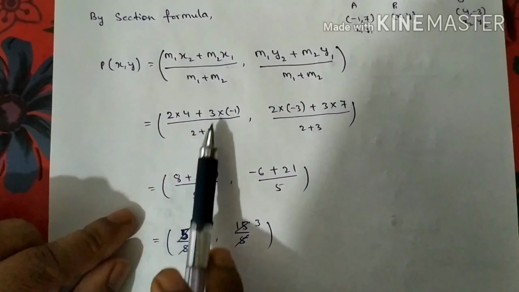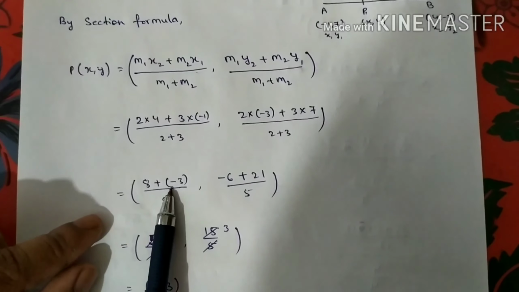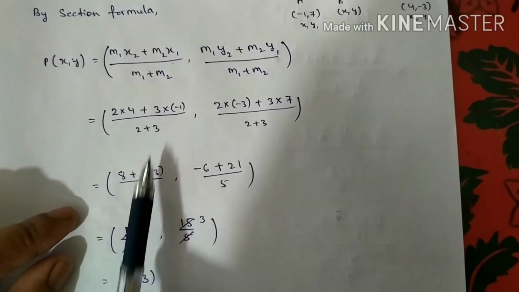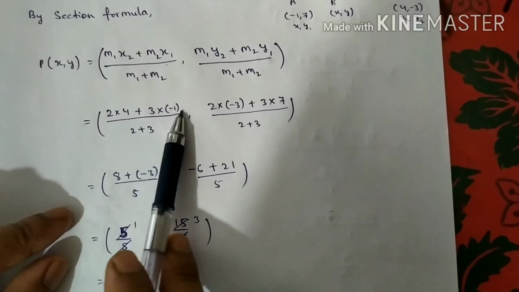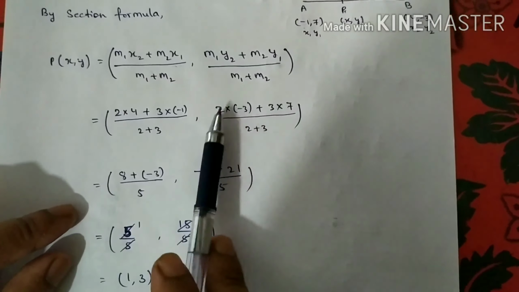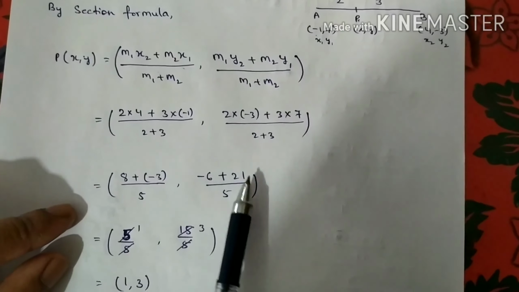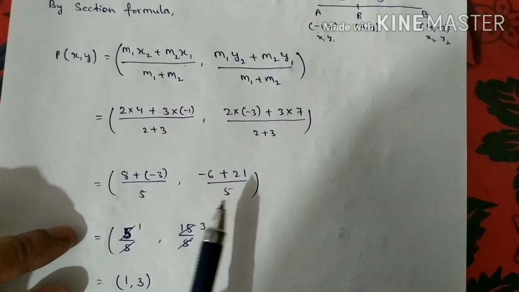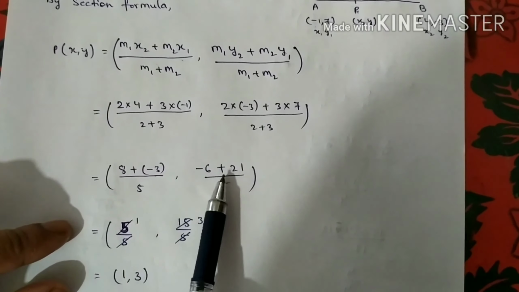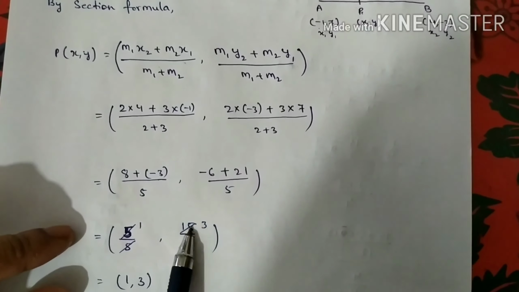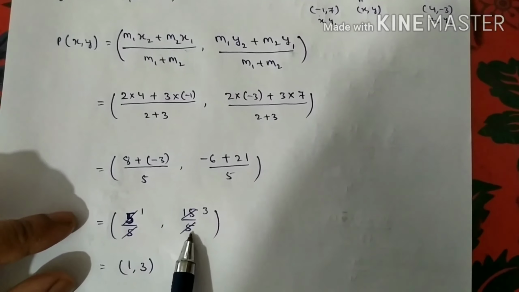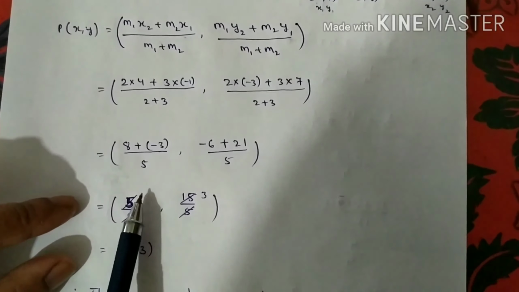Now we will solve it out. 4 2s are 8, plus minus 3 1s are 3, so it will be minus 3, comma 4 2s are 8 plus 3 1s are 3, plus minus 3 divided by 3 plus 2 is 5, comma 3 2s are 6, plus minus, so minus 6 plus 7 3s are 21 by 3 plus 2 is 5. 8 minus 3 is 5 divided by 5, comma 21 minus 6 is 15 by 5. 5 by 5 is 1, 15 by 5 is 3. So the coordinates are 1, 3.